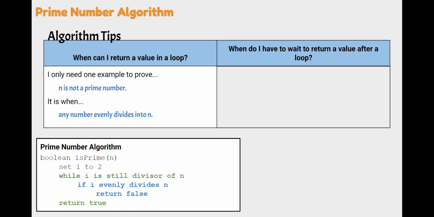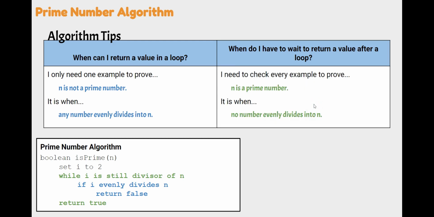When do I have to wait to return a value after a loop? Again, we have a template. We just need to complete the sentence. I need to check every example to prove. In our case, we need to check every example to prove n is a prime number. We cannot determine that until we checked every example. Until we tried to divide by everything, we cannot be sure that n is a prime number.